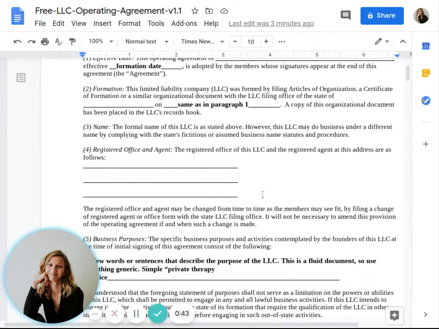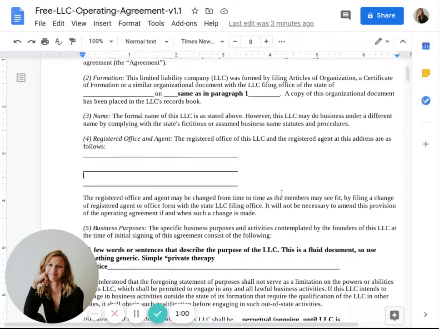Okay, registered office and agent. So if you hired someone to be a registered agent, they go here, and if it's you, then you'll put yourself here. This won't ever be made public. This is always an internal document, so this information won't be shared.